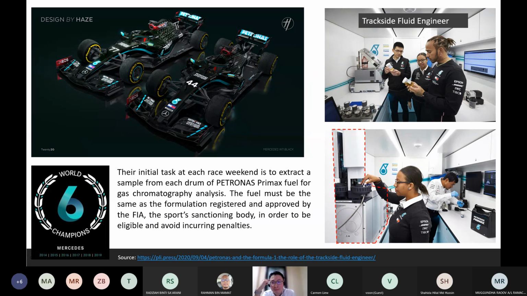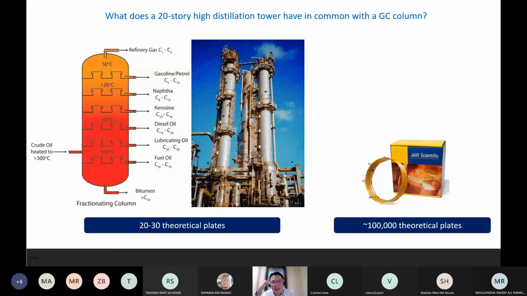So GC is also very important in F1, in motorsport, especially to determine the type and quality of the fuel that we put into these F1 cars. So there are specifications by the FIA, which is the body that regulates F1 racing, that these fuels need to meet certain standards in order to be in the race. So can I have the next slide, please?